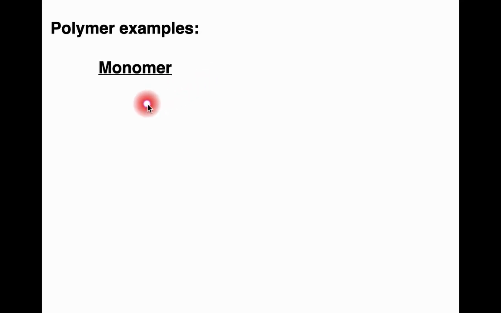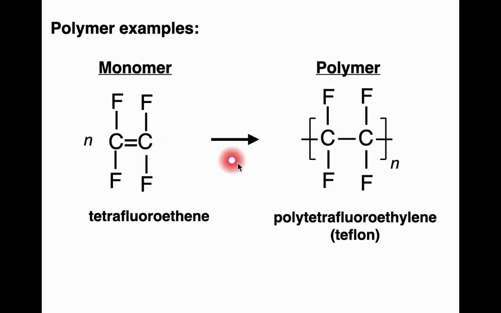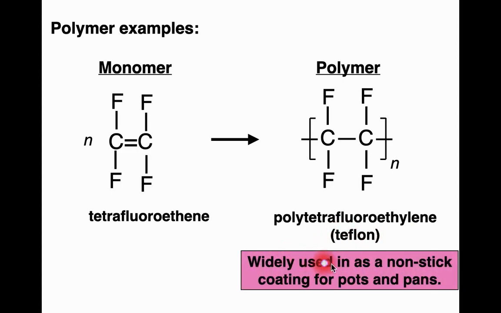And last, tetrafluoroethene, forming polytetrafluoroethene, more commonly referred to as Teflon. It's a brand name. It's widely used as non-stick coating for pots and pans. It has many other uses, but that's the one everybody's most familiar with. So if you have pots and pans with that kind of dark gray coating, that's Teflon.